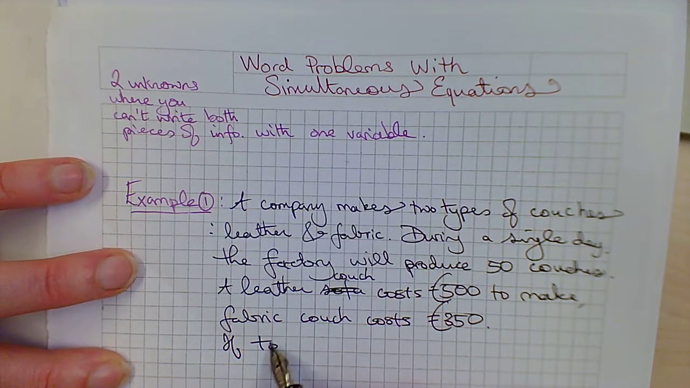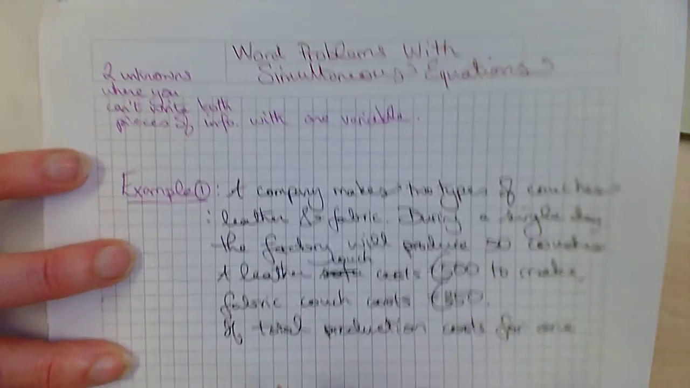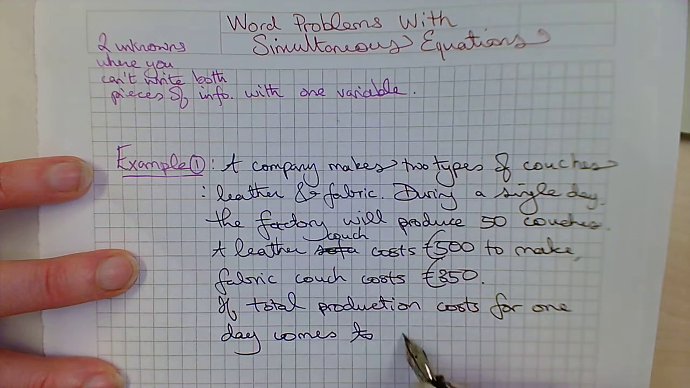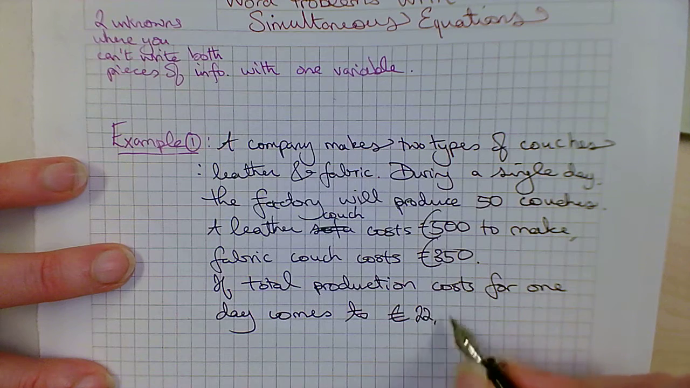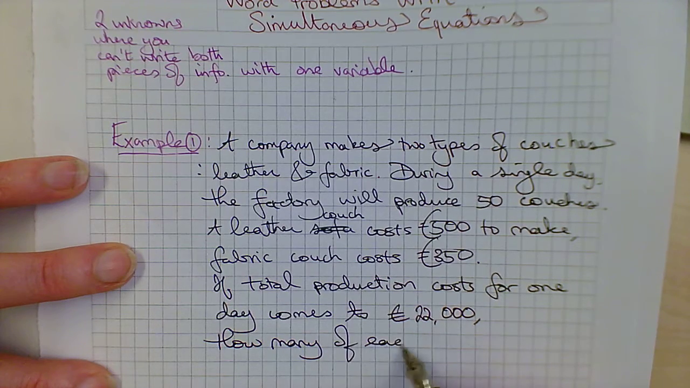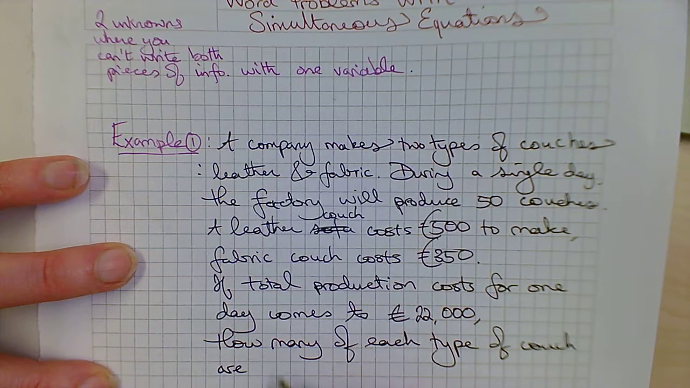If the total production costs for one day comes to, it's going to be thousands, €22,000, how many of each type of couch are made?